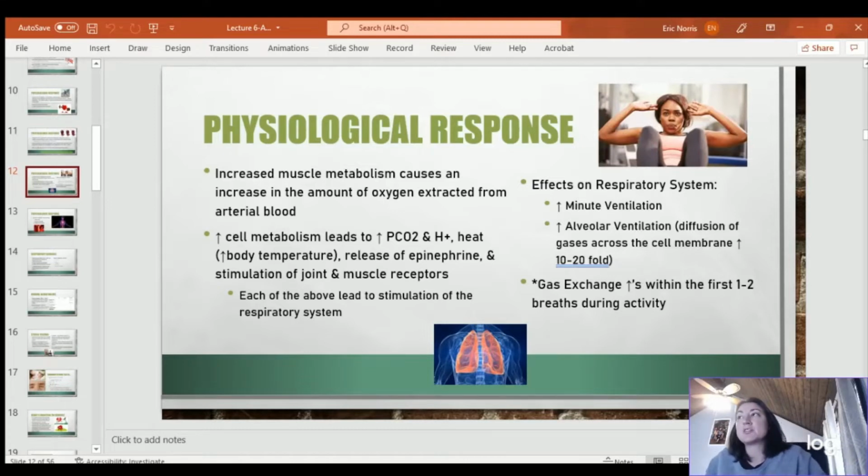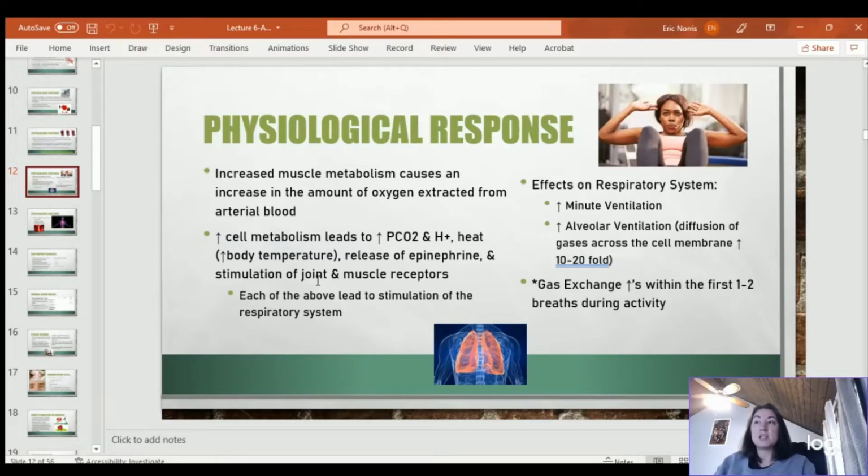So it's how much is available within the arteries and veins. So as we're working out, the response is an increase in cell metabolism, which increases the amount of carbon dioxide within the bloodstream and hydrogen as well. It increases the body temperature. There's a release of certain hormones, including epinephrine, and stimulation of joint and muscle receptors.